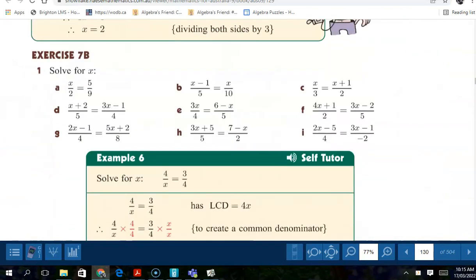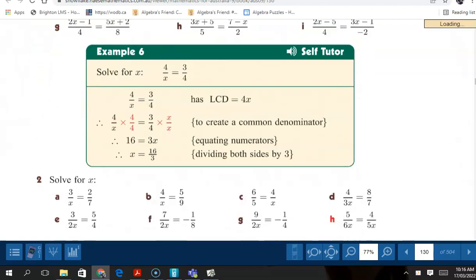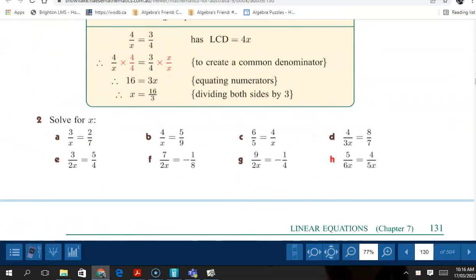And then, whoa, 7B. Are you going to do every one? No. I think we can go with every second. Yep. You want evens or odds? I don't really care. Odds? So A, C, E, and so on. This is the same. Because how do you get rid of a divide by x? Times. You cross multiply. Same thing. I don't know why they've separated it like that.